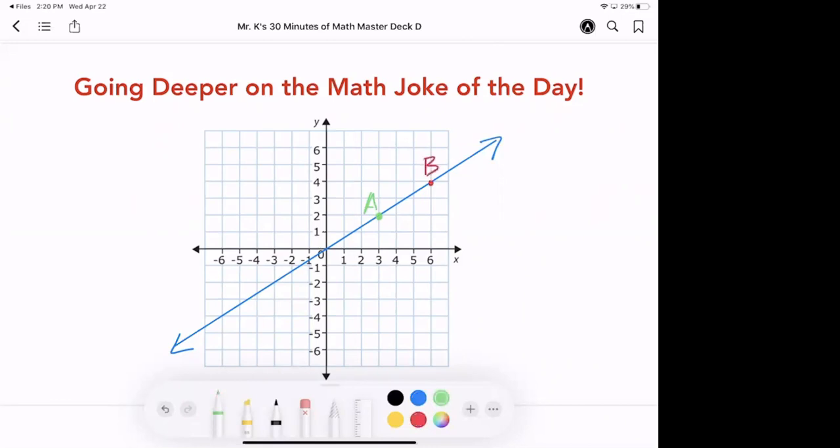So my first question is, what are the coordinates for A? And what is the set of coordinates for B? Go ahead and write that in. A and B. What would A be? And what would B be? All right, I'll give you a second to think about that one and write it in.